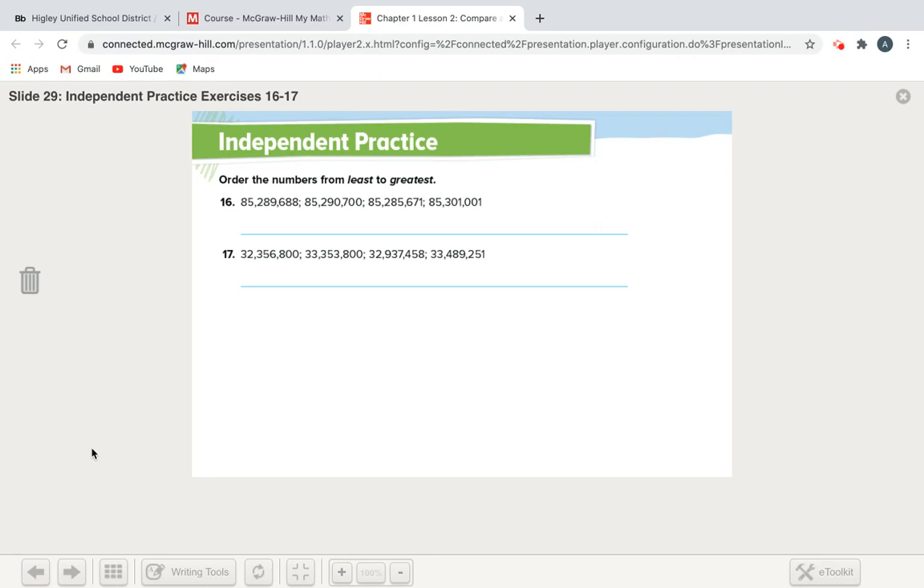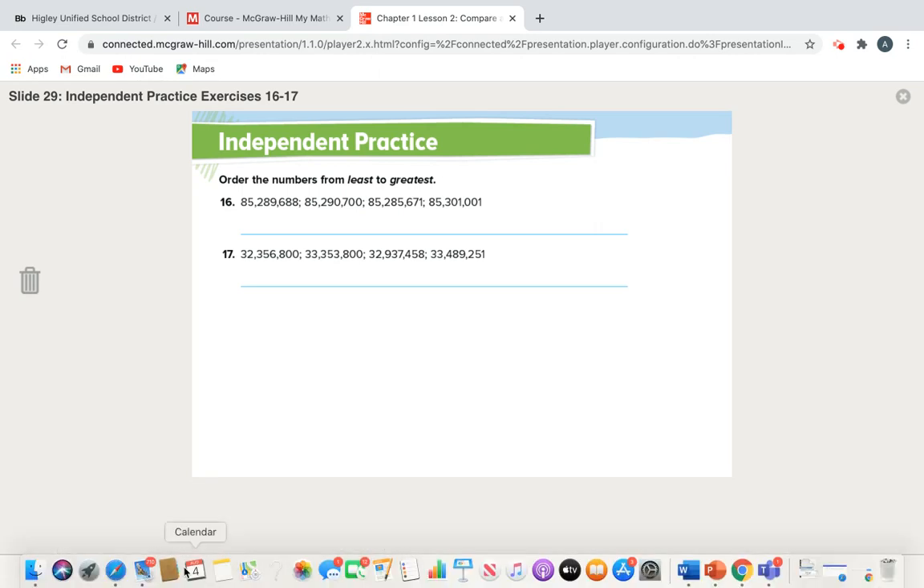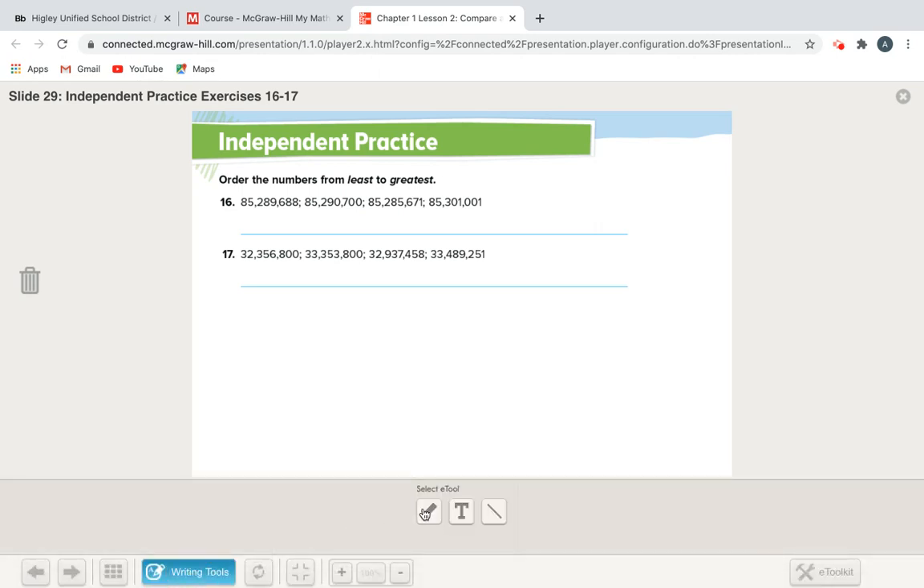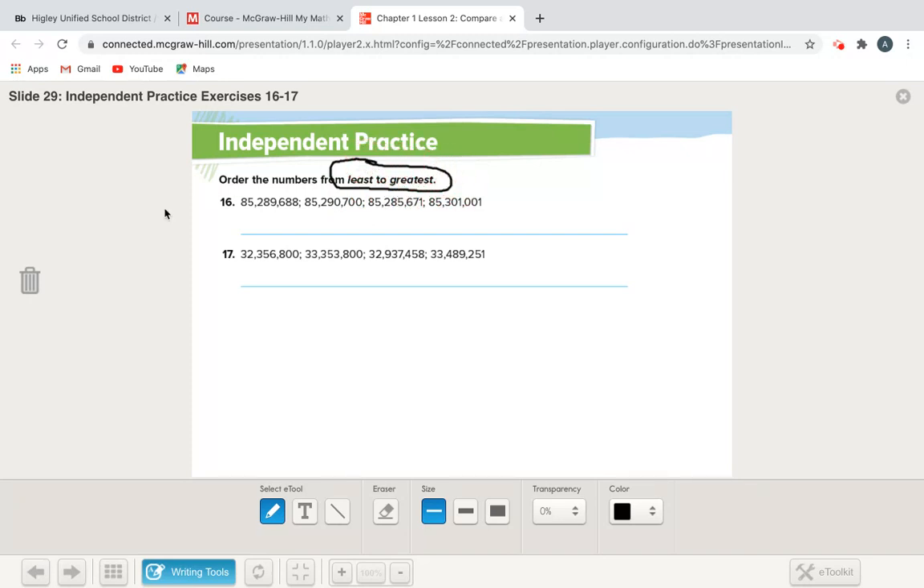Two more independent practice. Looking at this though, it's order the numbers from least to greatest. Remember I said that sometimes that's going to be something that you think, oh, I did an awesome job on this, but you didn't read the directions carefully. So always read the directions carefully. So order these from least to greatest, push pause, and when you're ready to move on, push play.